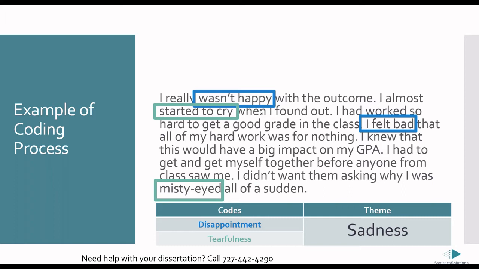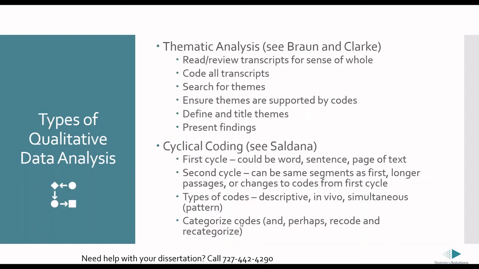But let's say we have another participant who scored a perfect score, okay, and they were really excited, they had studied really hard, they felt really good about it. These are going to be different codes, okay? We might code that other hypothetical participant with happiness, excitement, but they're speaking to the same pattern, okay, which is the experience of finding out their grade. Okay, so we can also code in that way.